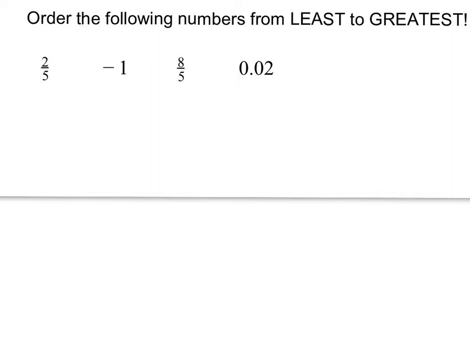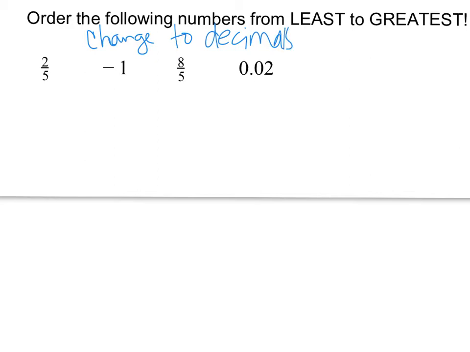Next direction, we're going to order the following numbers from least to greatest. When you check these numbers out, you can see none of them are square roots. None of them are going to be irrational, but they're all in kind of a different form. So as we discussed, if they're in a different form, the best way to deal with them is to change to decimals.